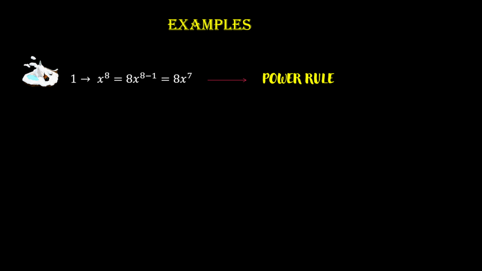Let's take one example for this. The example is x to the power 8. Here, n is equal to 8. Then according to the power rule, it becomes 8x to the power 8 minus 1. Then we get 8x to the power 7.